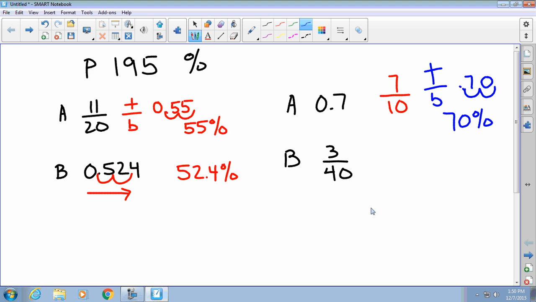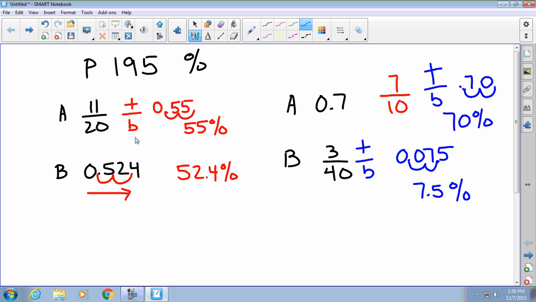For 3 over 40, same thing. We want to do top divided by bottom. If we do 3 divided by 40, we're going to get 0.075. And then if we want to turn that into a percent, we have to move the decimal 2 places to the right. So as a percent, that would be 7.5%.